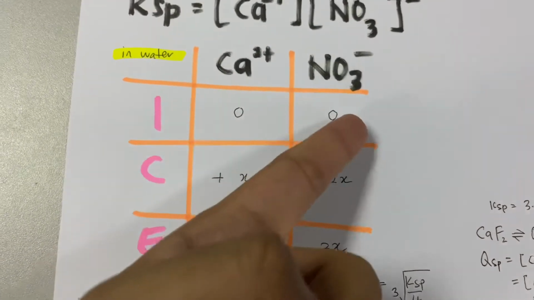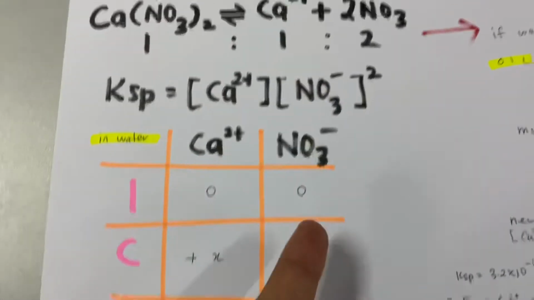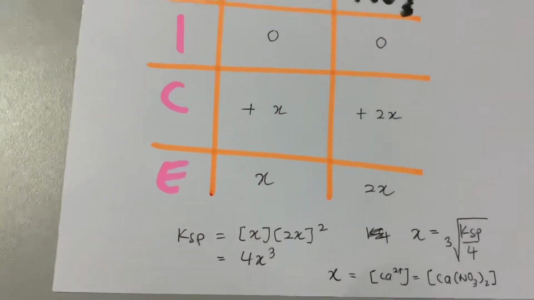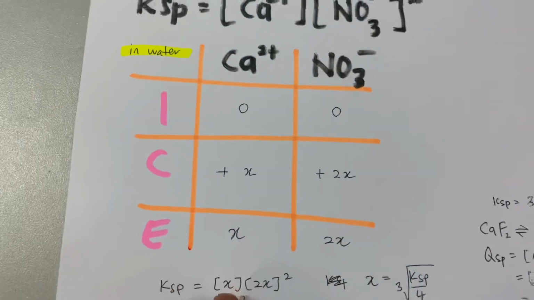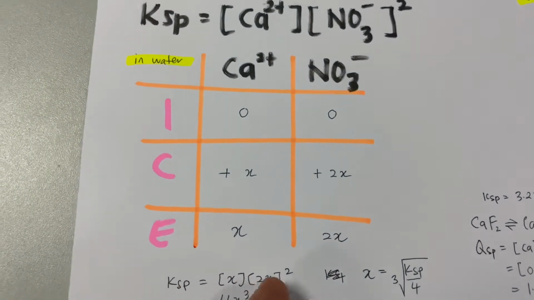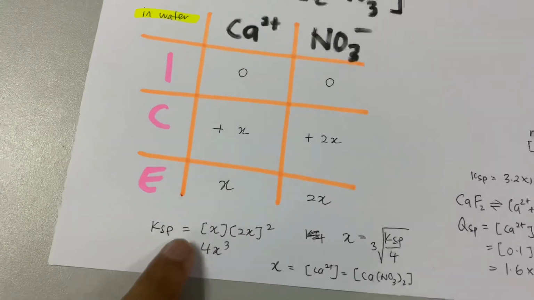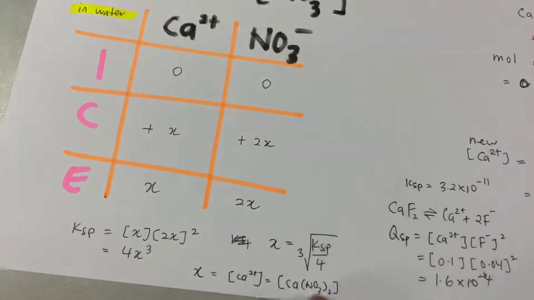It is 0 initially. Change is x and plus 2x. This is because the ratio is 1 to 2, x to 2x. And then just plug in the Ksp value here. Calcium is x, nitrate is 2x. To the power of 2, you get 4x cubed. And then to solve x, you will need to do this.